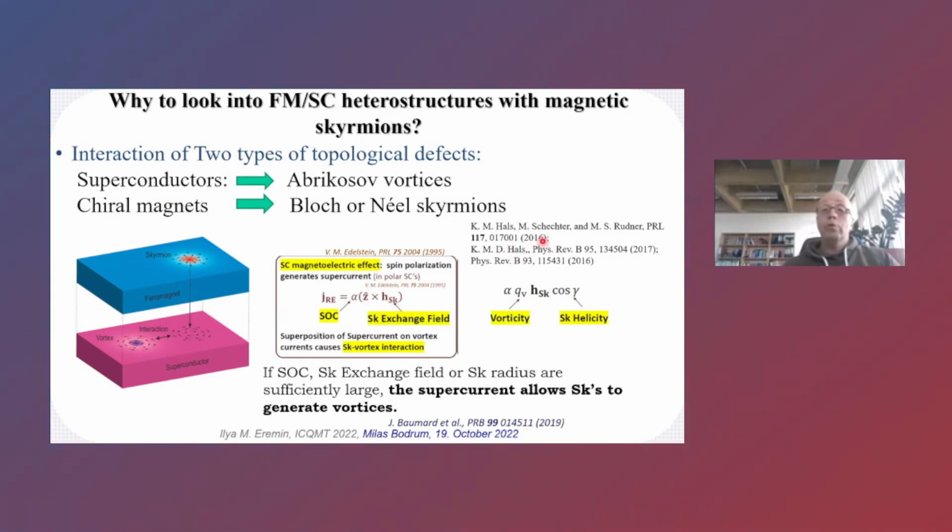The original proposal was made by Mark Rödler and Christian Hess and collaborators, where they proposed that such an interaction may occur if there is a so-called superconducting magnetoelectric effect. This basically requires that if you have your skyrmions, the polarization of the skyrmion generates some supercurrents, and such supercurrents, by virtue of the spin-orbit coupling, start to interact with the superconducting vortex.